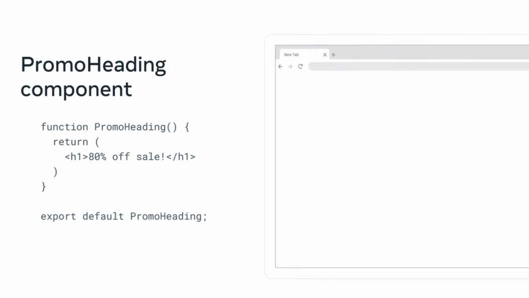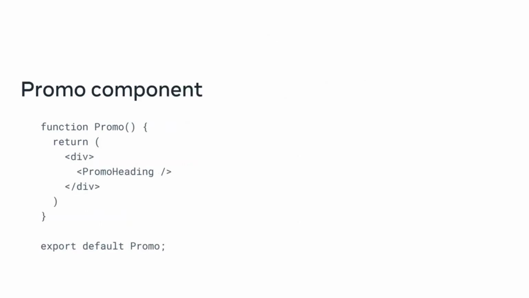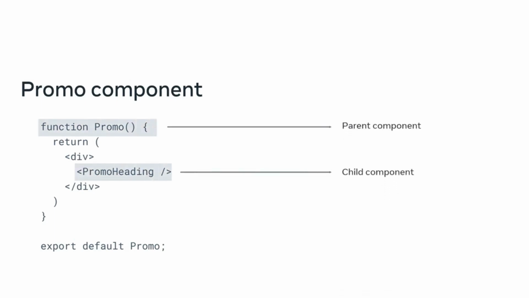Success! You've now created the component promo, which calls a function from the component promo heading to return the text 80% off sale. In this example, the promo component is known as a parent component, and the component it renders, promo heading, is referred to as the child component.